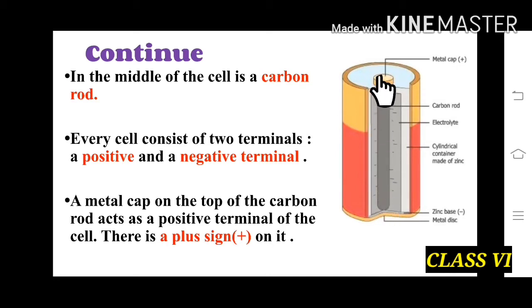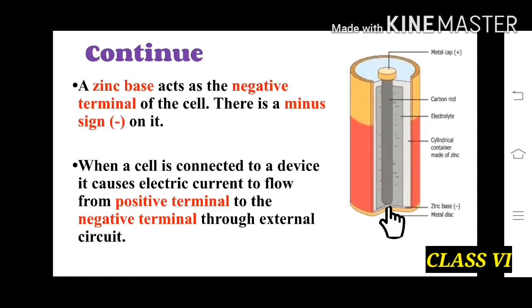It consists of two terminals, that is positive terminal and negative terminal. A metal cap on the carbon rod acts as the positive terminal and you can see that there is a plus sign on it. In this picture you can see the zinc base acts as the negative terminal of the cell and there is a minus sign on it. So children, when a cell is connected to a device, it causes electric current to flow and the current flows from the positive terminal to the negative terminal through the external circuit.